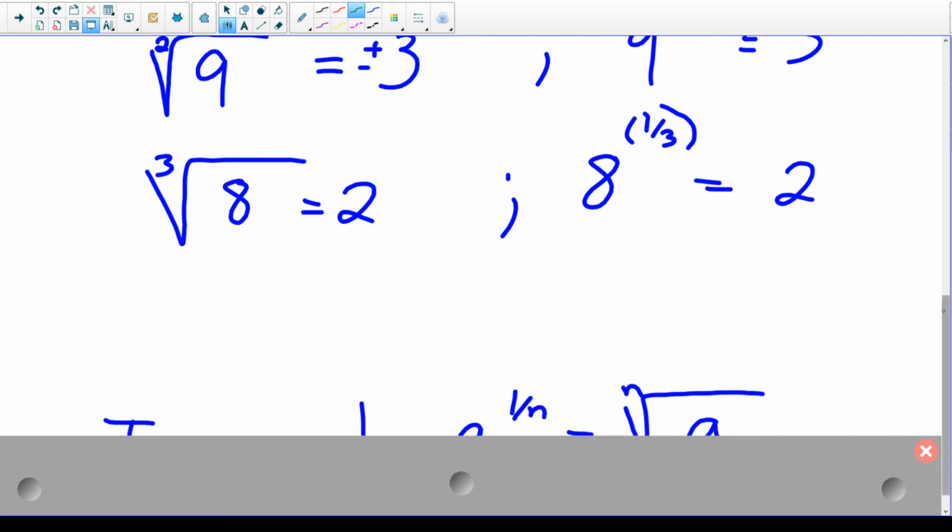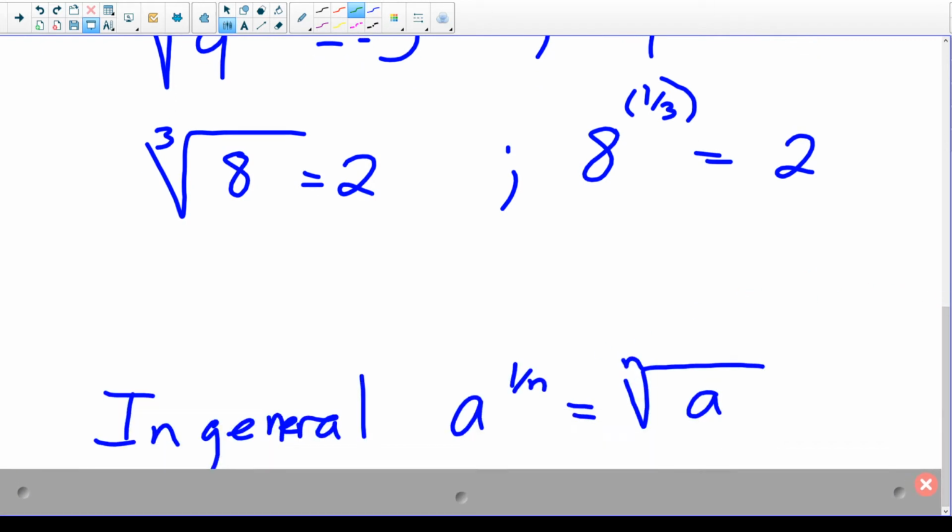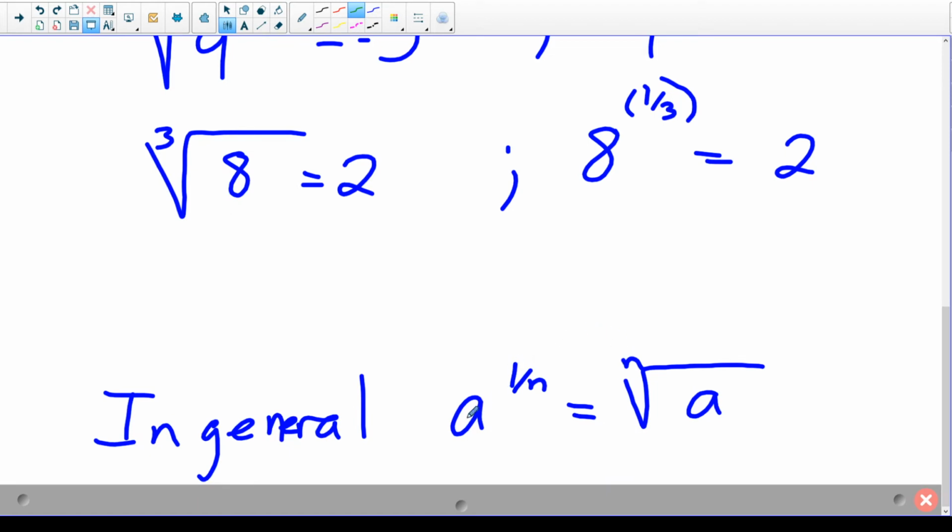What is that pattern? Well, it seems like in general that if you have a number like a to the 1/n, the n, which is the denominator of the fraction in the exponent, is going to be the type of root that is surrounding the base.